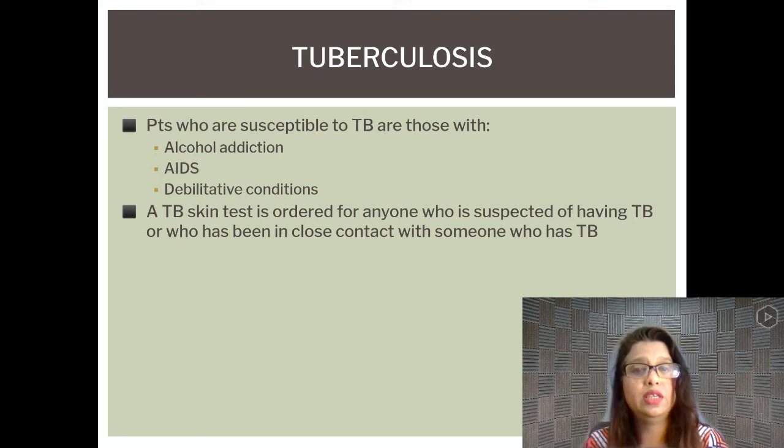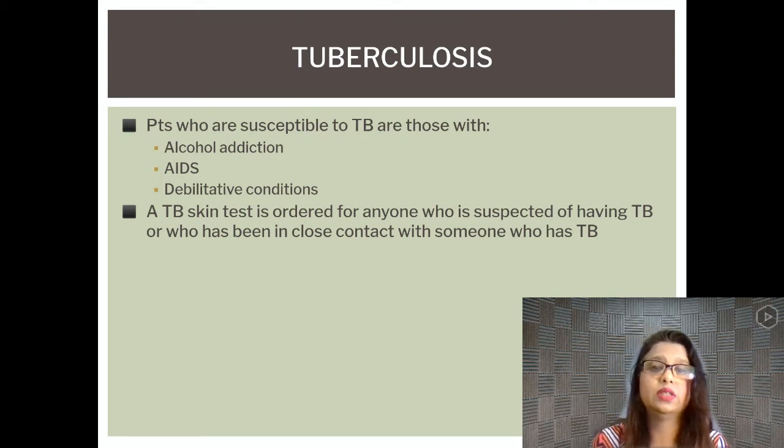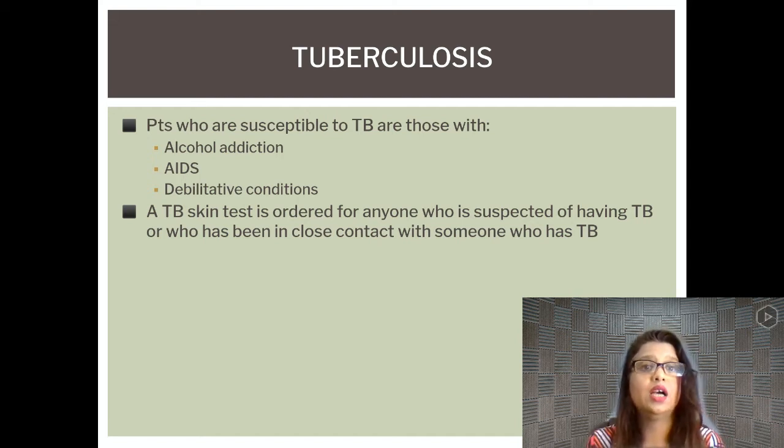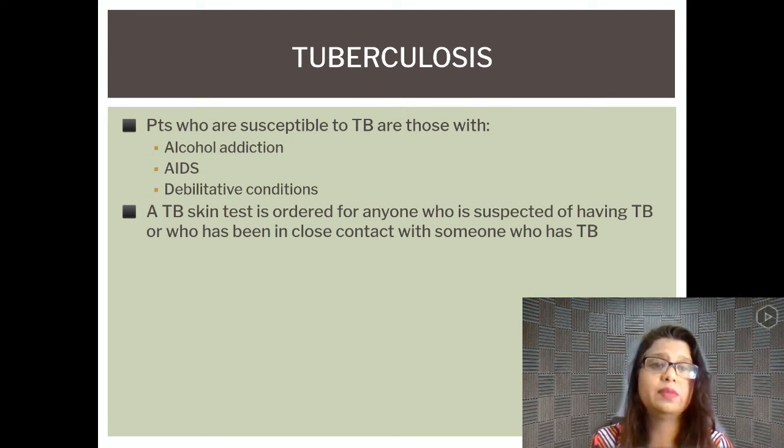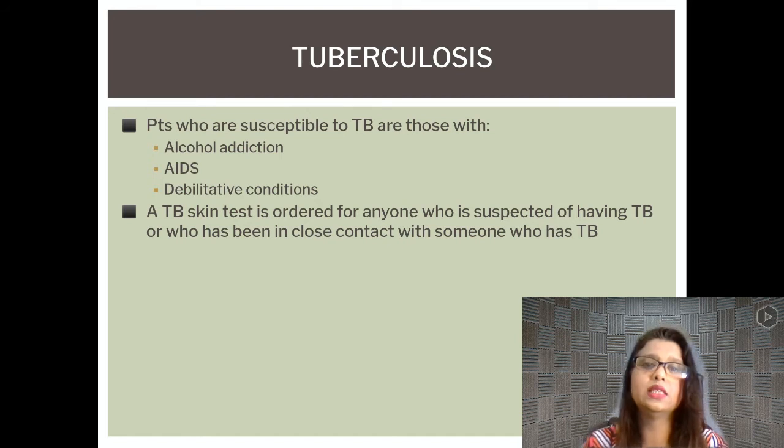Which patients are susceptible to TB? Patients could catch TB if their immune system is very weak, if they're HIV positive, or if they have debilitating conditions, meaning they're bedridden for a long time and their body is really sick. They could catch TB because TB only happens when the patient's immunity is very low. And then alcohol addiction. Okay, a TB skin test is ordered for anyone who is suspected of having TB or who has been in close contact with someone who has TB.